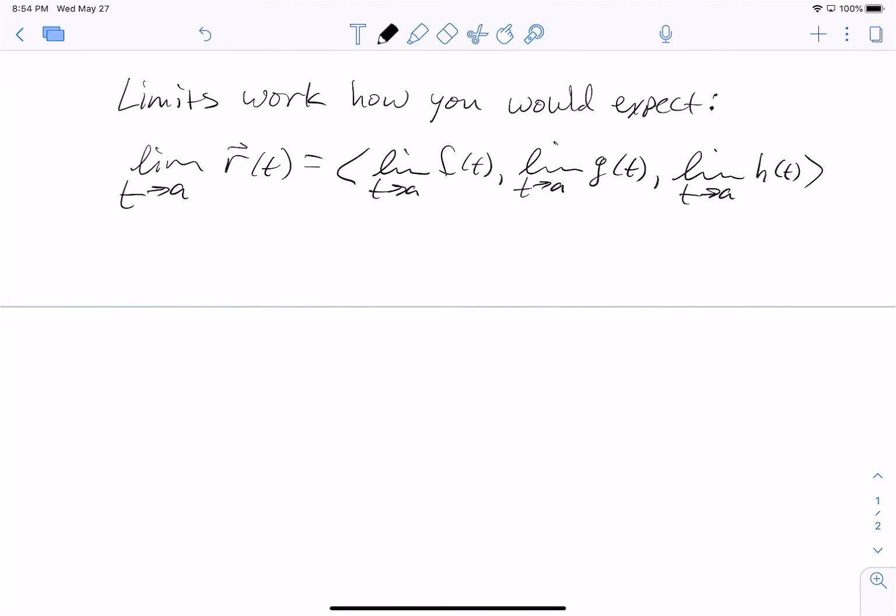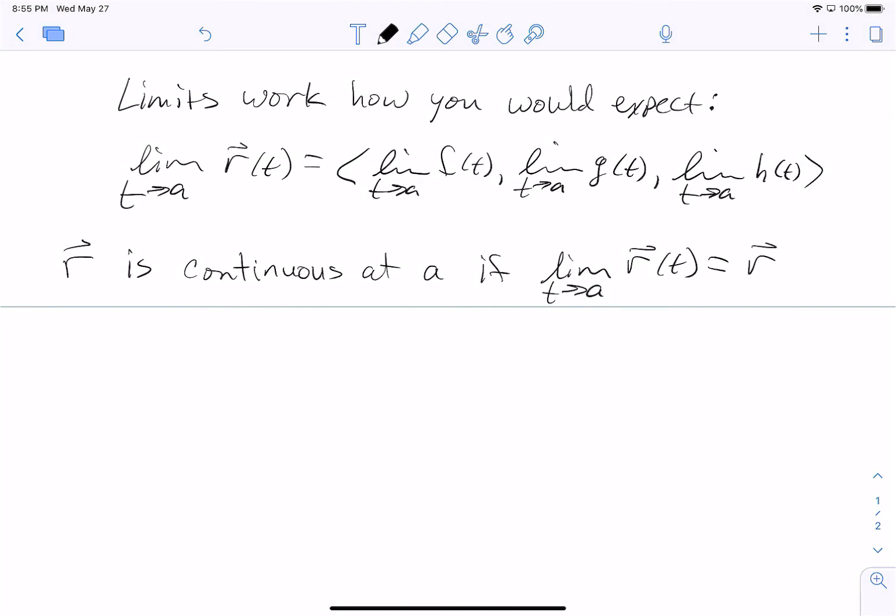Just as limits work the way you would expect, continuity works the way we would expect as well. The vector function r is continuous at a if the limit as t approaches a of r of t is the function value r of a. Well, one of the first things that we do when we consider functions is we start talking about their domains.